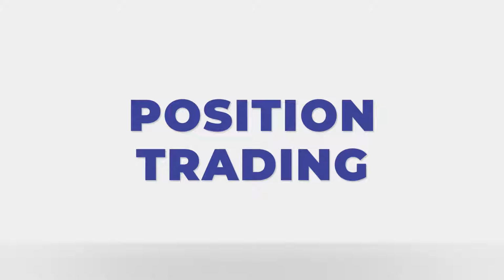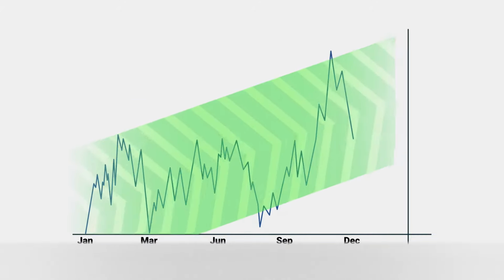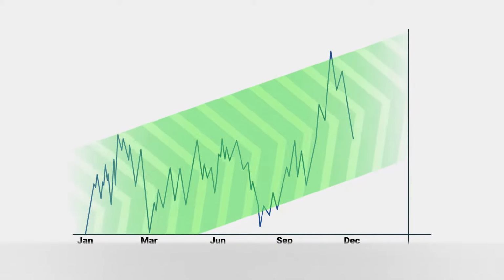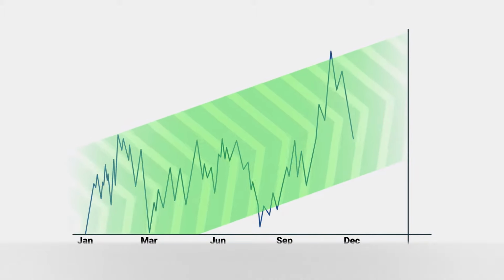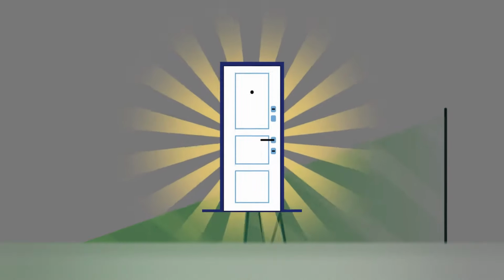2. Position trading. Position trading implies spotting a prevailing trend and holding a position for as long as the trend continues. Once the trend reaches its peak, a position trader exits a trade.